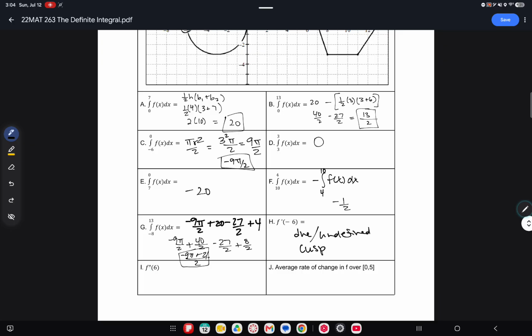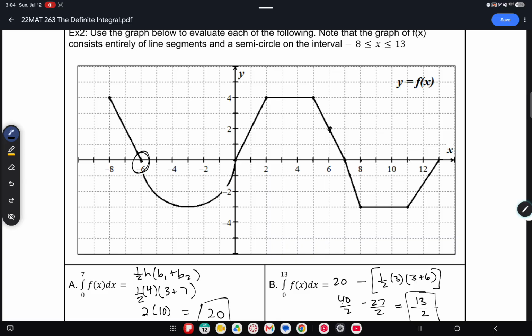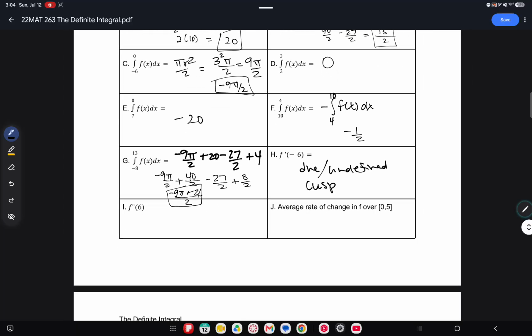All right, we want the second derivative at positive 6. Well, the first derivative, I am on a function here that does have a derivative. So remember, it's just slope. So the slope of this function is negative 2, or that piece is negative 2. And it's constant, right? So then the derivative of that is just going to be 0.